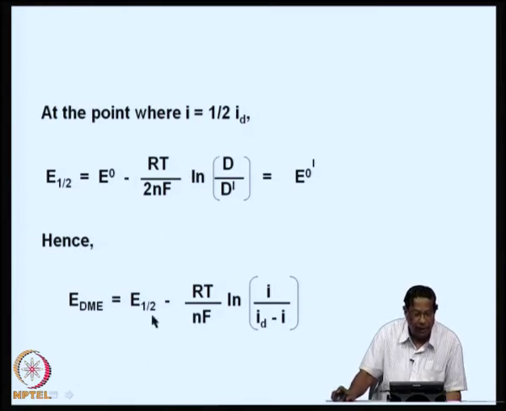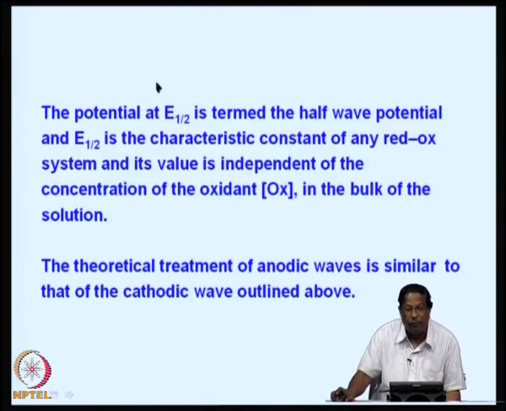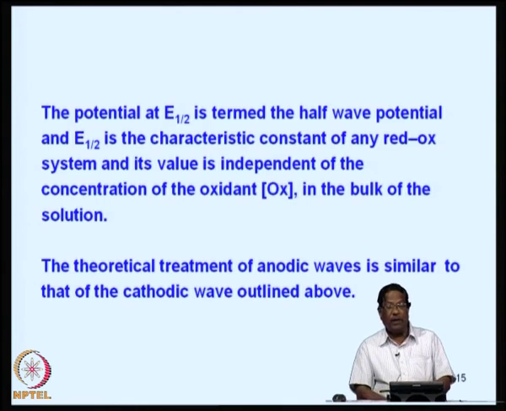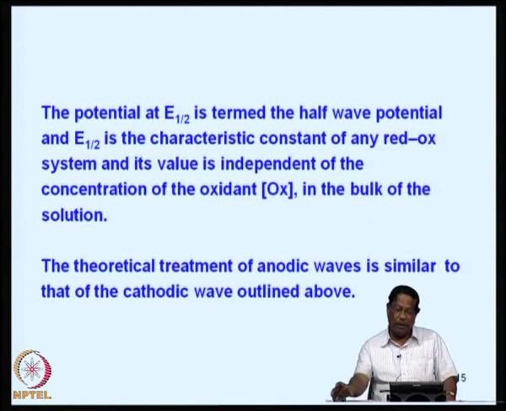So, E_dme is nothing but E half minus RT by nF ln of I by I_d minus I. The potential at E half is termed as the half wave potential, and E half is the characteristic constant of any redox system, that is, it could be cadmium ion to cadmium metal, or nickel ion to nickel metal, or any of the standard reduction systems what we have studied in our electrochemical series, and its value is independent of the concentration of the oxidant in the bulk of the solution.